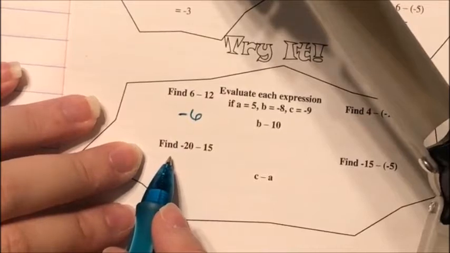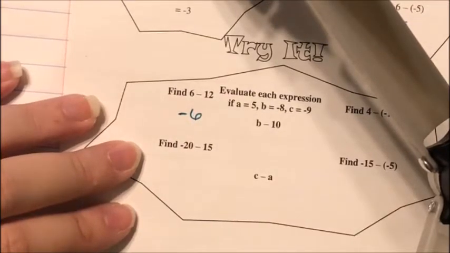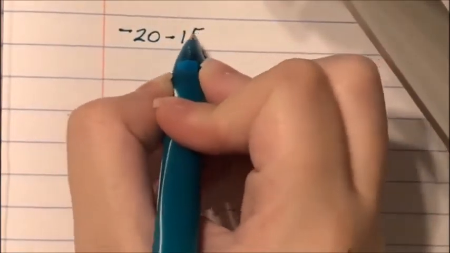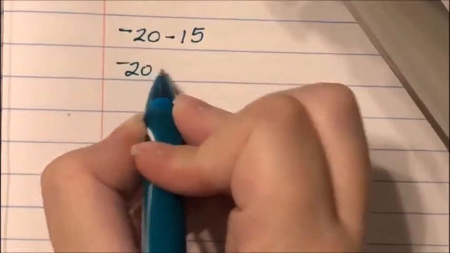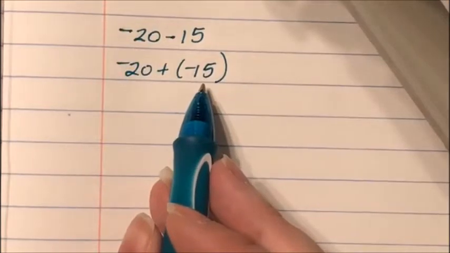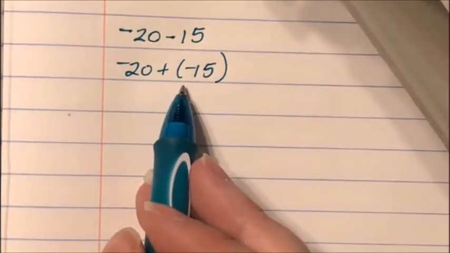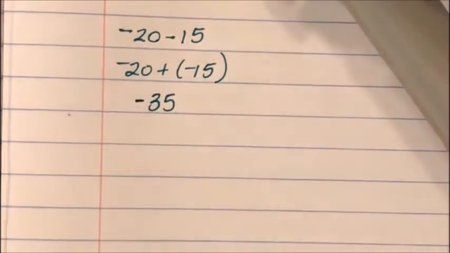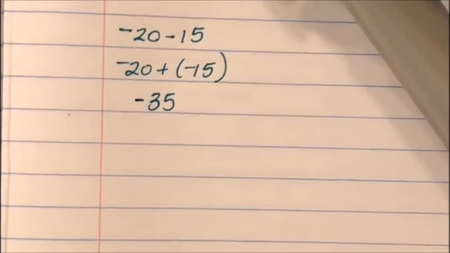Okay. Then I have find negative 20 minus 15. So I'm going to add the additive inverse. Both are negative, so I add them together. 20 plus 15 gives me 35. Since they're both negative, my sum is also negative. So I get negative 35.